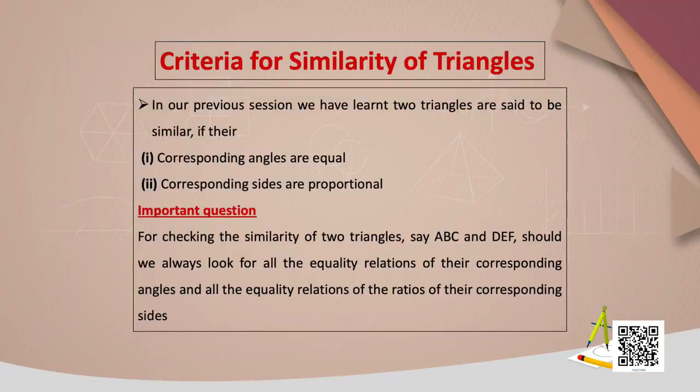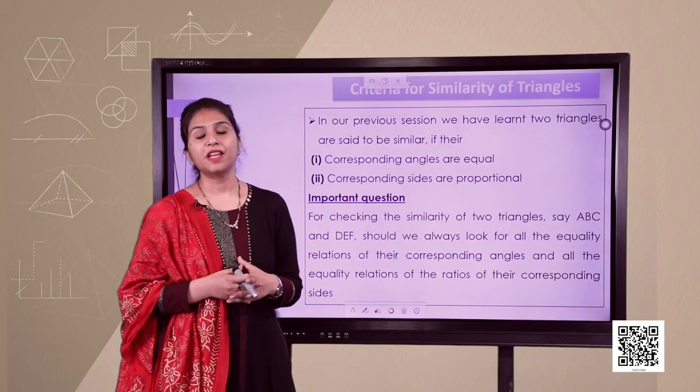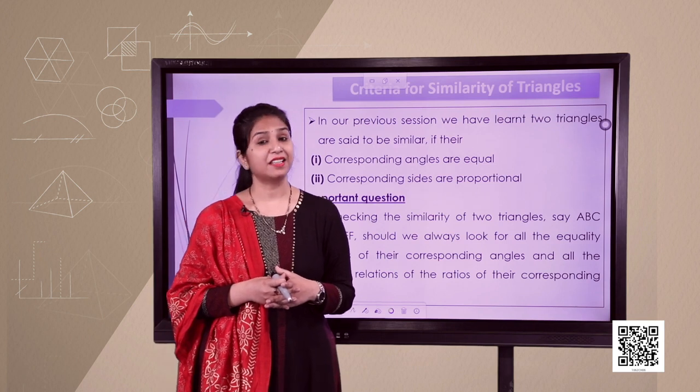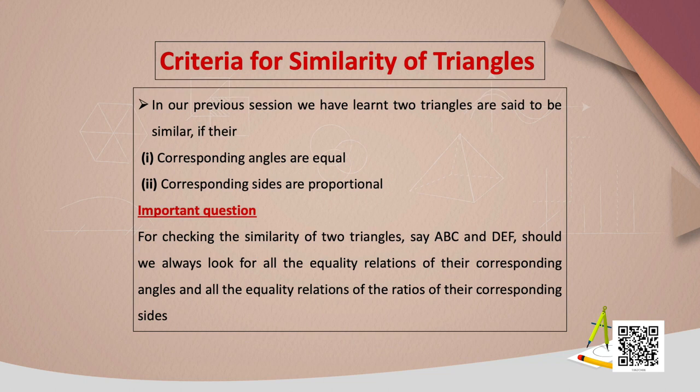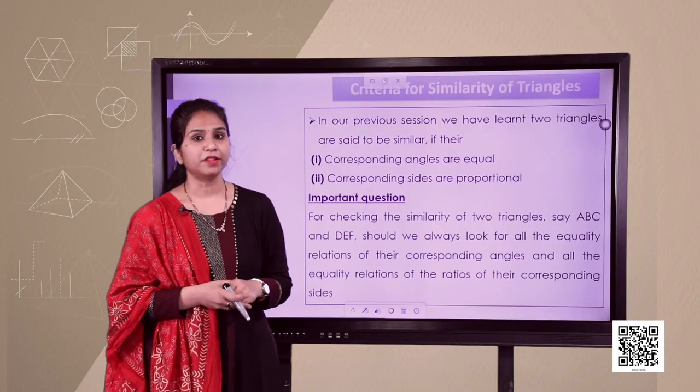Now children, let us move ahead. We have reached another important part of this chapter, that is criteria of similarity of triangles. Okay. So, children, what we have learnt in our previous session is that if two triangles are similar, there are two conditions. Condition number 1, the corresponding angles are equal, and condition number 2, their sides are in proportion. But there is an important question.